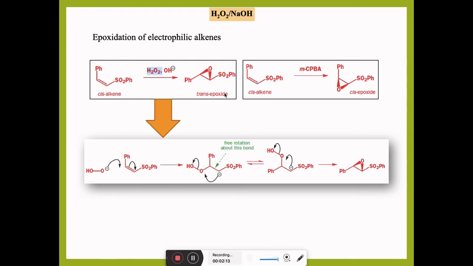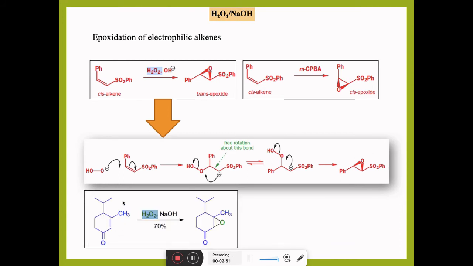Now why will the cis alkene give you trans epoxide? That is because when the O negative is formed, there is a single bond between this carbon and yet there is no formation of a cyclic ring. That's why there is free rotation in this bond. So it will try to become stable, and due to free rotation these groups change their position. They become opposite to each other, and that's why you'll get the trans epoxide.